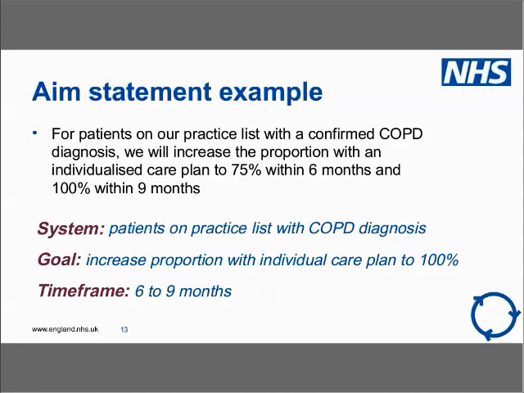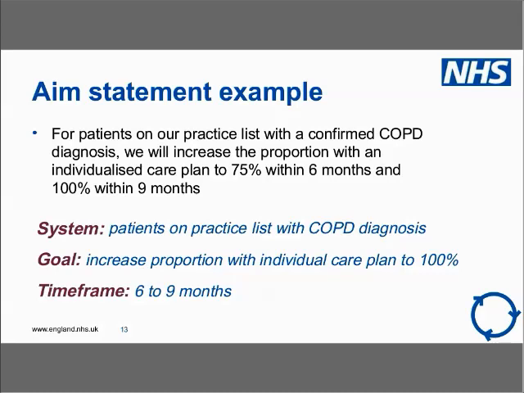So again, one taken from the little guidebook that we mentioned at the beginning. Aim statement here: for patients on our practice list, one from primary care here, with a confirmed chronic obstructive pulmonary disease diagnosis, we will increase the proportion with an individualised care plan to 75% within 6 months and 100% within 9 months.